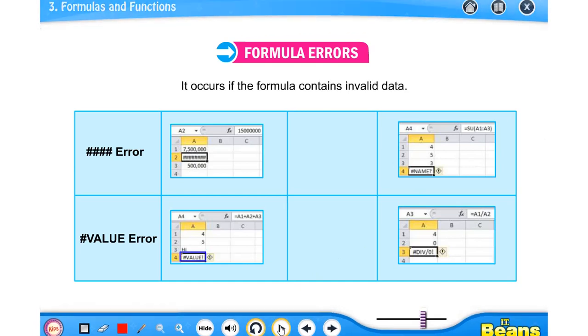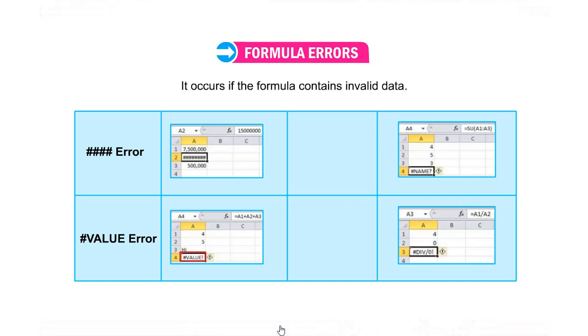Now next one, beta. Like we have selected the value as a number for a specific cell, and in that cell we are typing a text, so it will show this error. Hash value means the data type which is specified for the cell is not correct for the data which we are entering, so this type of error will occur.